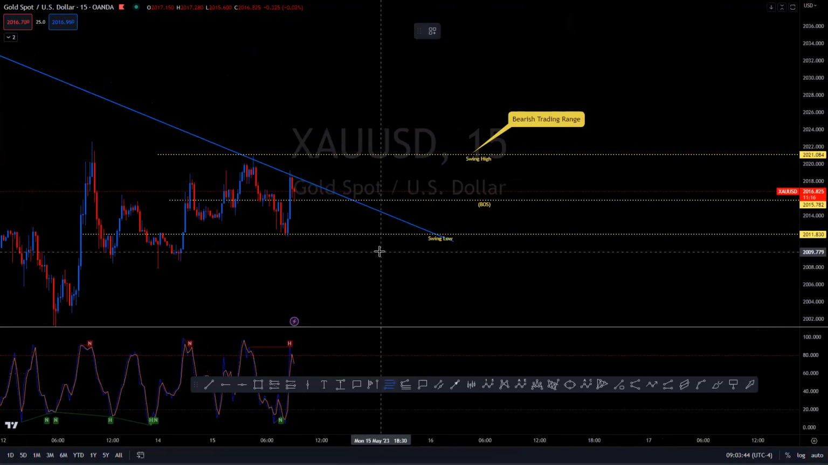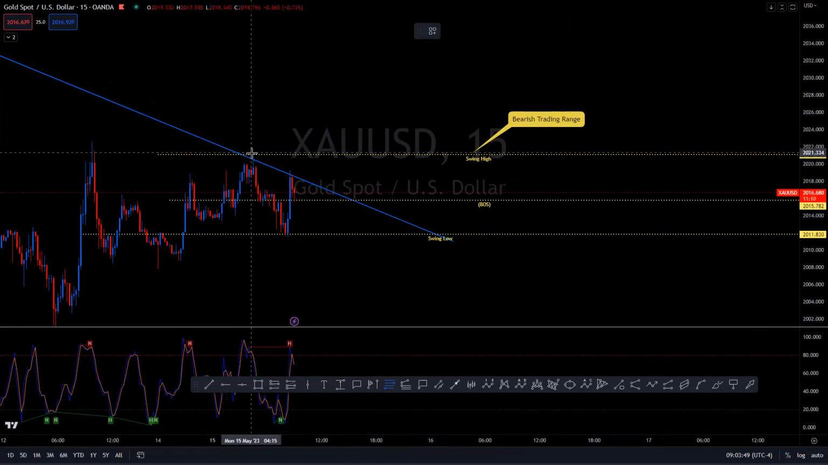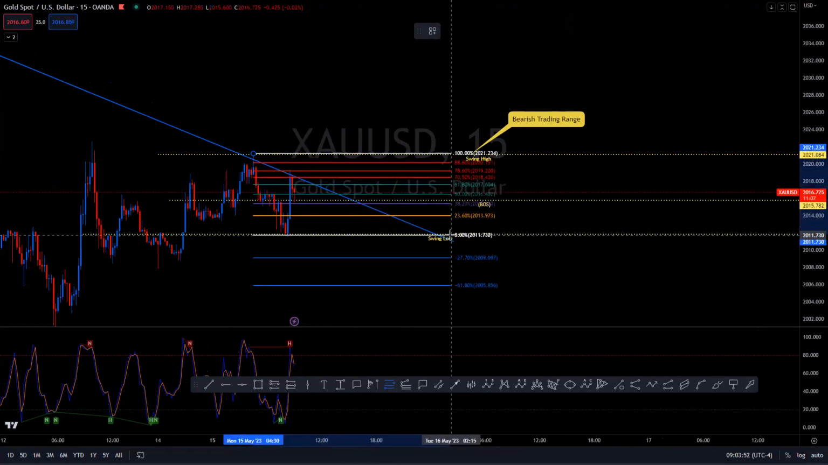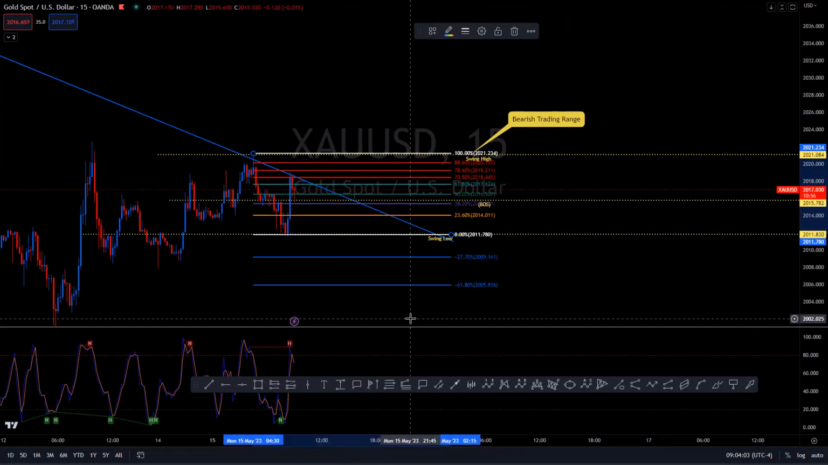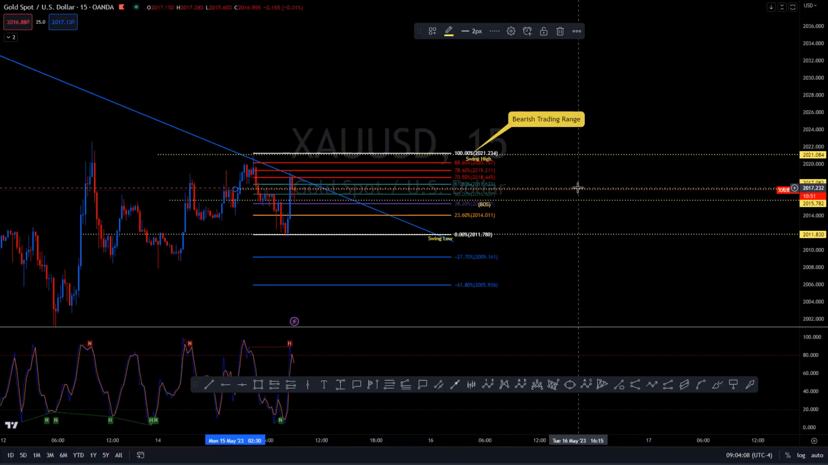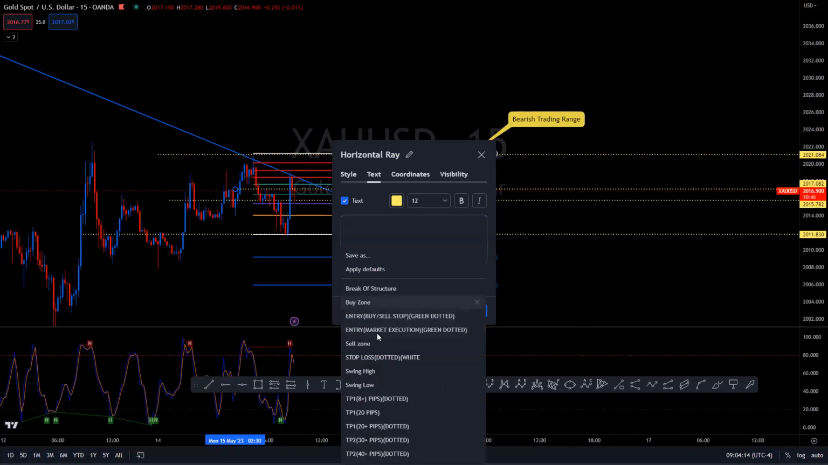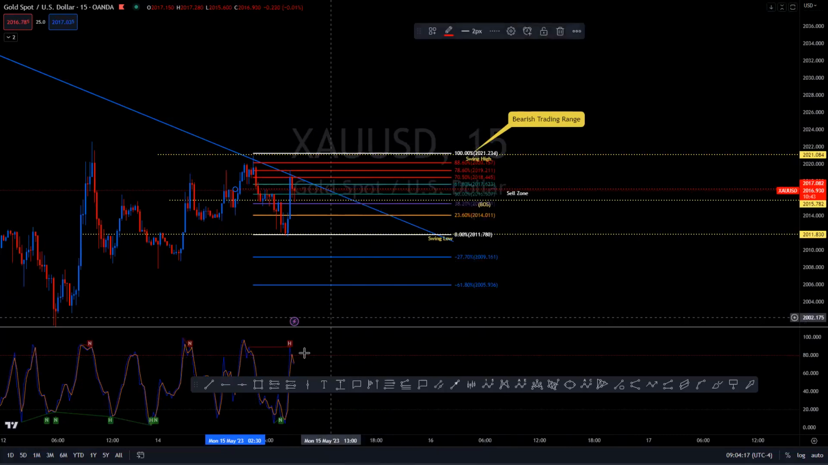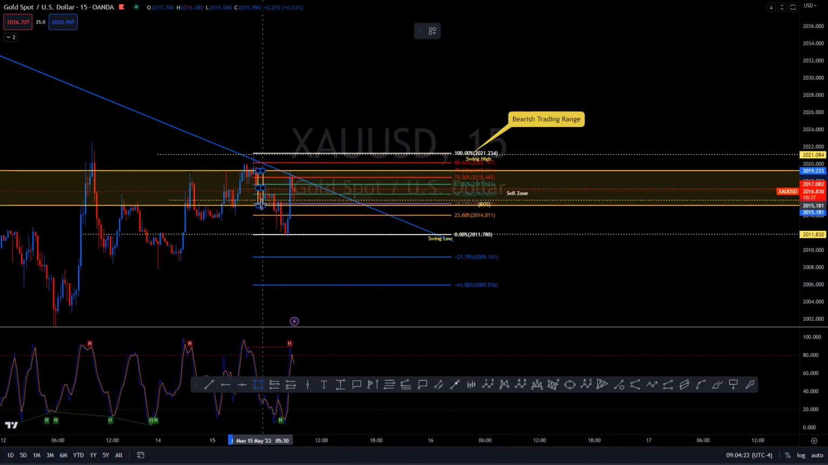Now we're going to take our fib, and since price is in a bearish trading range, we're going to take it from the most recent high to the most recent low here. We can see that price is interacting with the 70 and 50%. It's kind of interacting with 50% here. So we're going to draw our sell zone, and then draw all the way from here to here.